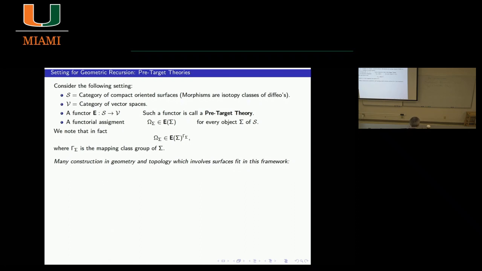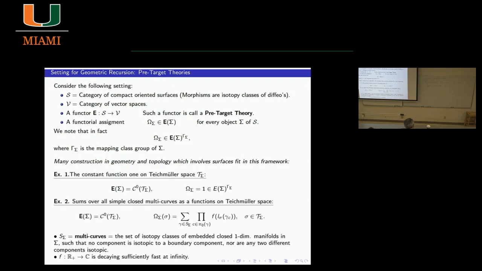Very good. So there are indeed many constructions in geometry and topology which involve surfaces that really fit this framework. Normally I give a whole stack of examples. I will only give you 4 examples here today because I will only do something related to these. And now all these 4 examples are only for Teichmüller theory. So you could very well be led to believe that geometric recursion only has something to do with Teichmüller theory. That is completely wrong. Geometric recursion is about many other target theories than Teichmüller theory. But I give you 4 examples that involve Teichmüller theory now.